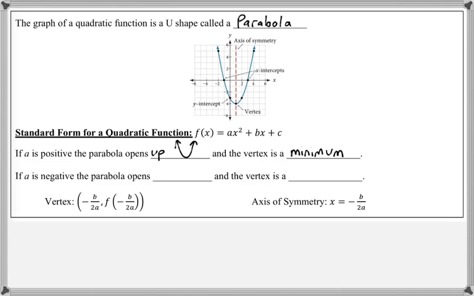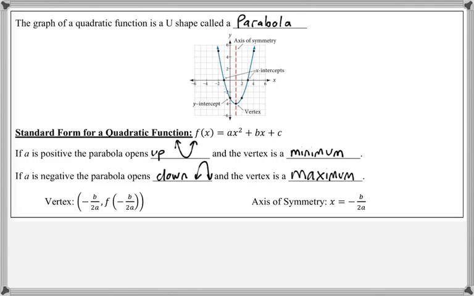If a is negative, the parabola opens down, and it would look like this, and the vertex would be a maximum, and that's because it's the highest point.